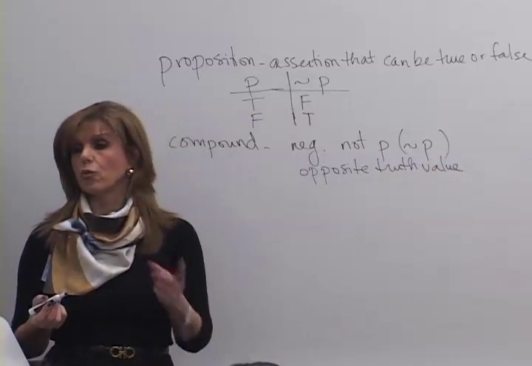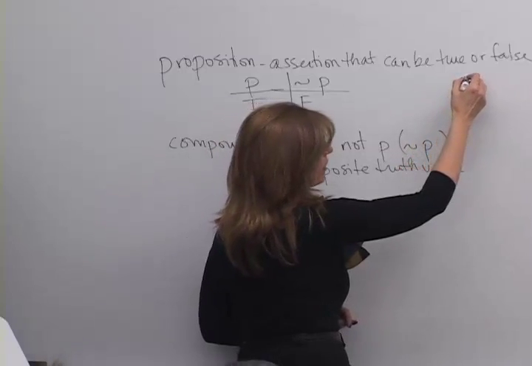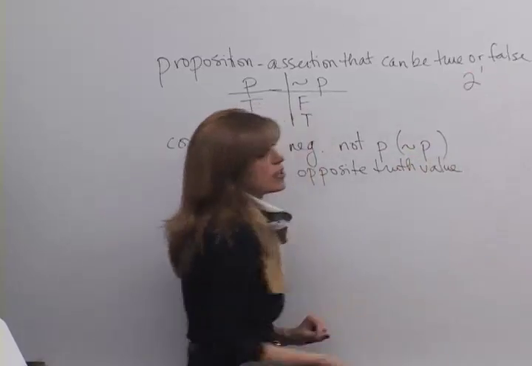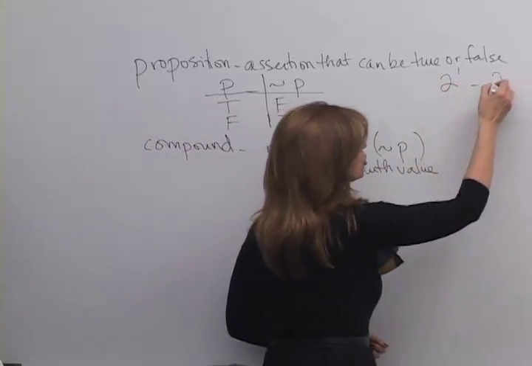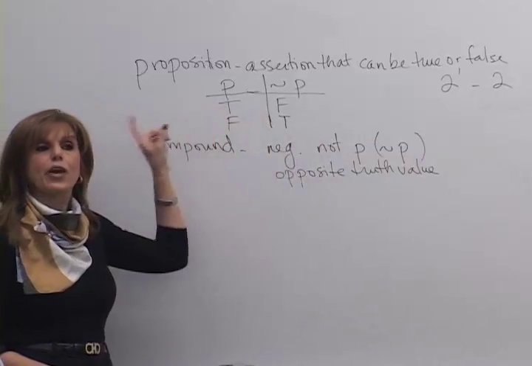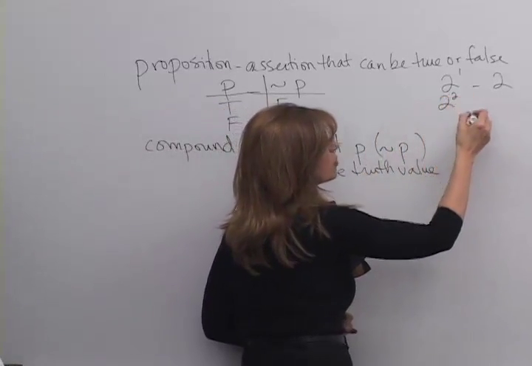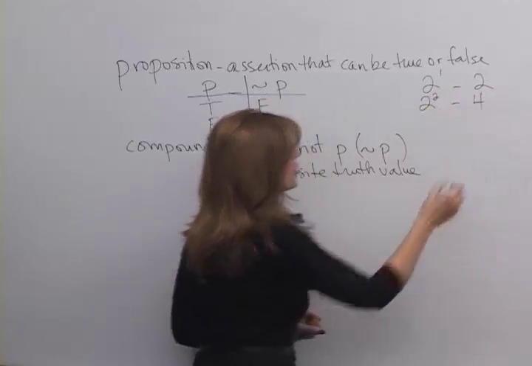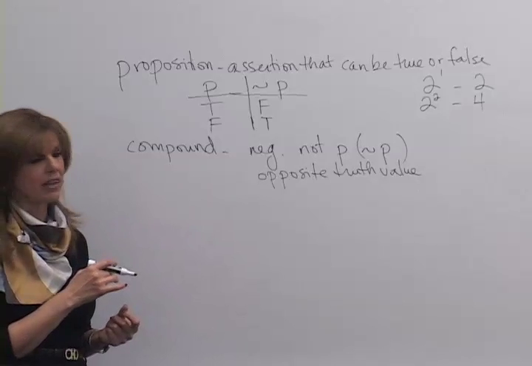So with the negation, we only have one variable. So we have one variable with two outcomes. So the way we express it is 2 to the power of 1. So we have two different outcomes, true or false. If we have more than one variable, if we have two variables, then it will be 2 to the power of 2. So there will be 4 different combinations that we can have of the truth values.